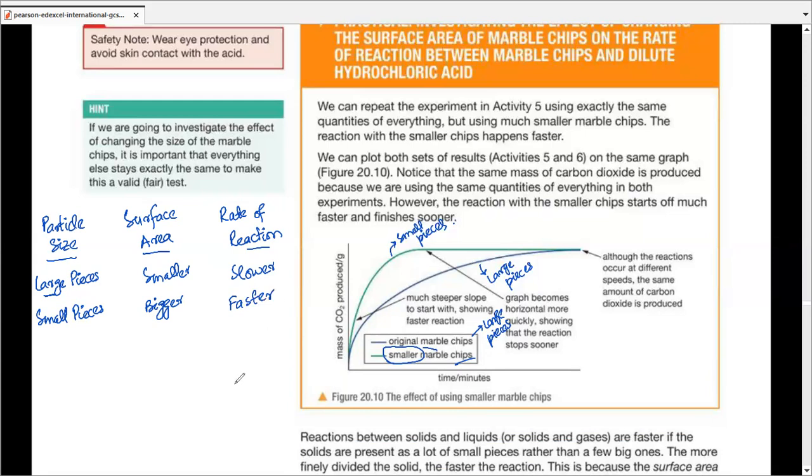Do we have another option? Yes, we do. We can go with powdered. And I hope you understand that powdered is the form with the smallest particle size, but definitely it would have the biggest surface area. And fastest would be the reaction.